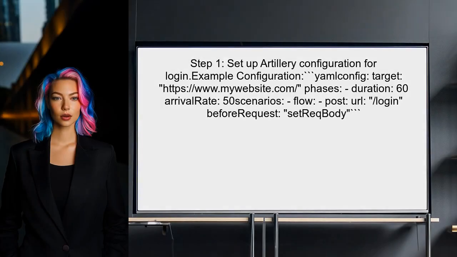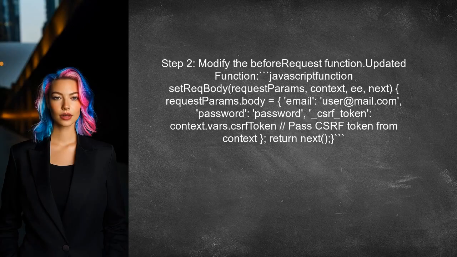To begin load testing logged-in routes in Phoenix, the user should first ensure that they have the correct setup in their Artillery configuration file. This includes specifying the login request properly. Next, the user needs to modify the beforeRequest function to correctly set the request body. Instead of using window.csrfToken, the user should pass the CSRF token directly from the context.